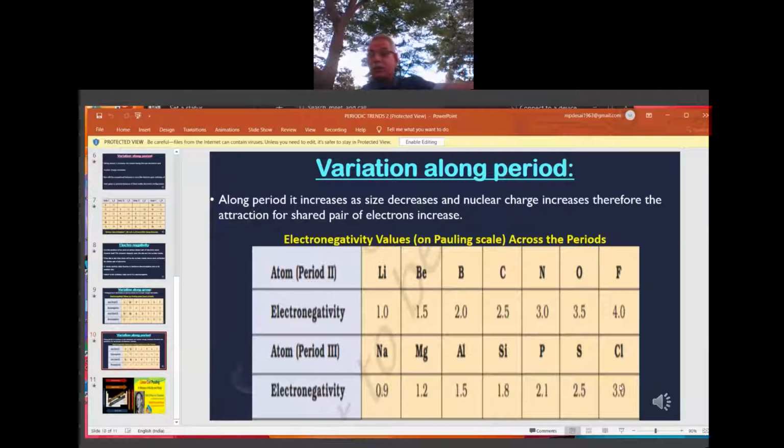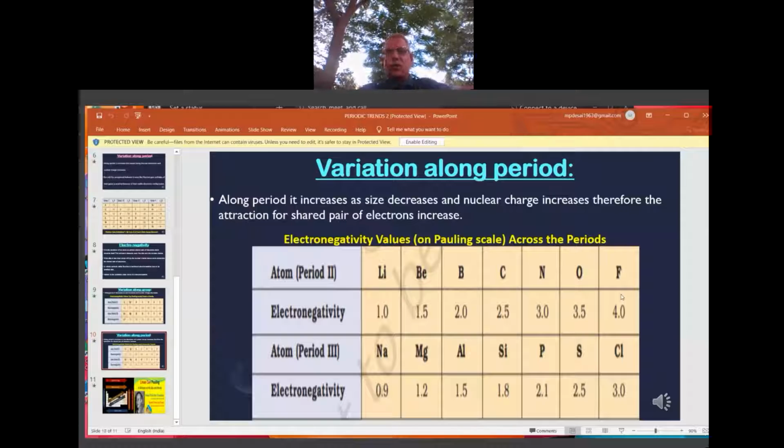Okay, if you see the electronegativity, nitrogen and chlorine have the same electronegativity, 3.0 on the Pauling scale. Next is oxygen, 3.5, and among all the elements on the modern periodic table, it is fluorine which is highest. 4 is the highest value. All the electronegative values are less than 4. It is fluorine which has got the highest value for electronegativity.